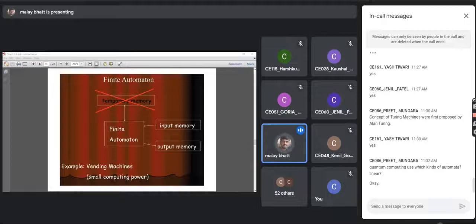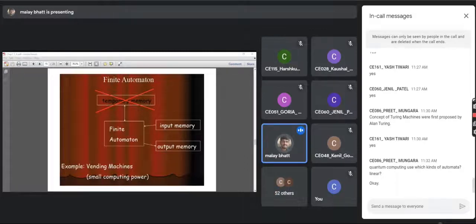It doesn't require any memory. It does not remember anything. It will just open the door. A vending machine is another example. Your switchboard, right? When you use a switchboard on and off switch, it is an example of finite automata. A finite number of states are there in it, right?